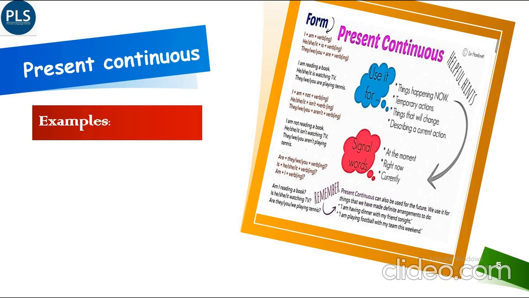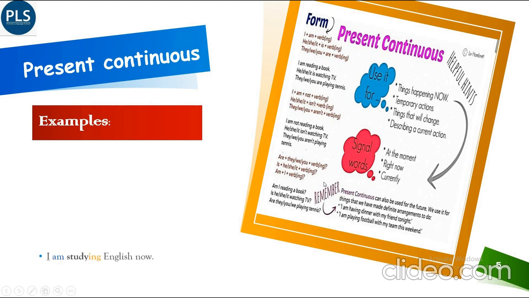And now let's look at our second grammar lesson, the present continuous tense. And we use this tense to express an action or to tell something that is happening at the moment as we speak. Now let's look at the examples to get the form of this tense.